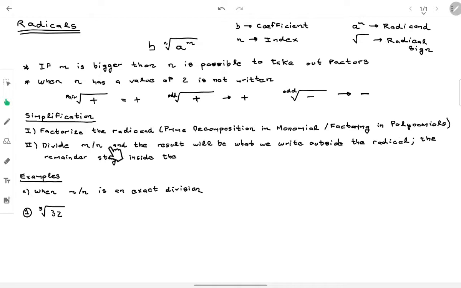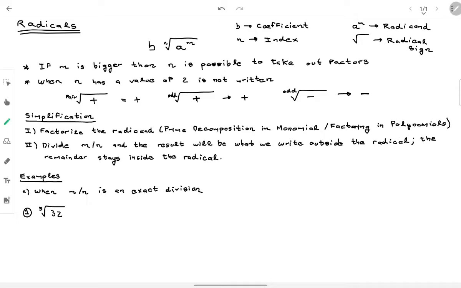What happens? The number that gives us the division will be what we write outside the radical. The remainder, if the division has a remainder, will stay inside the radical. So let's see actual exercises. We will start first with those where m divided by n is an exact division. After that, we will see when m divided by n is not an exact division, that is, when we will have a remainder. Let's see some examples.